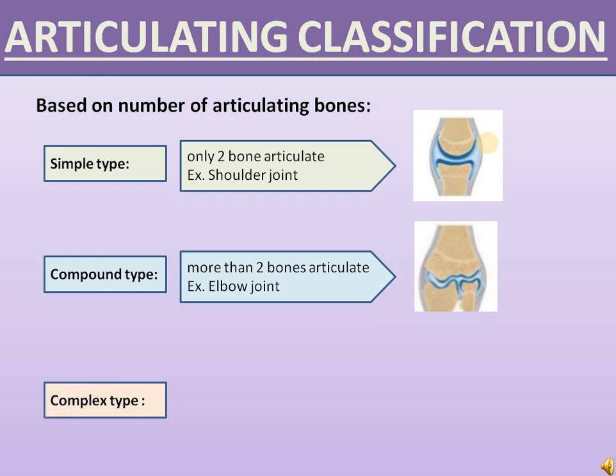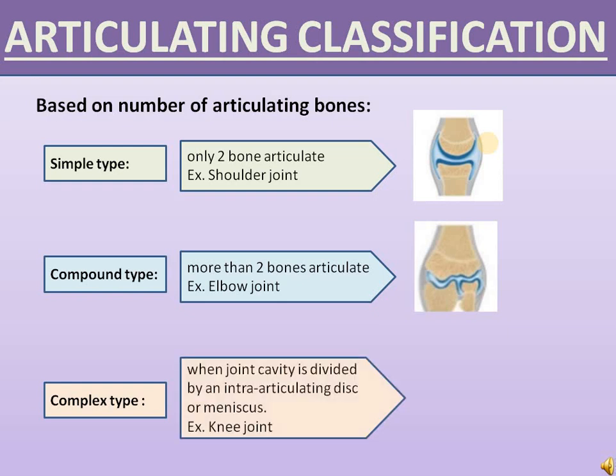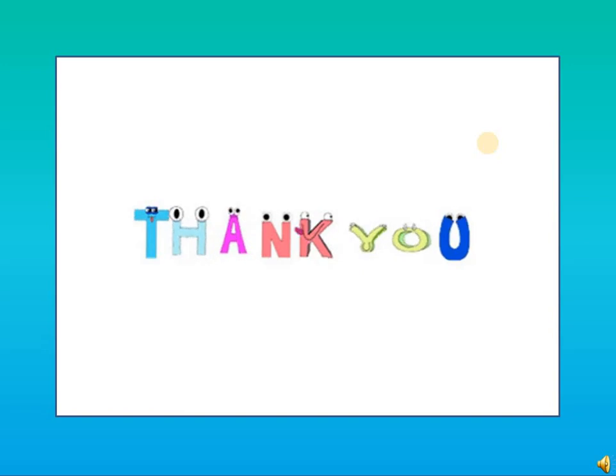Then we have the complex type or the complex joint. It is a joint where the joint cavity is divided by an intra-articular disc or a meniscus. For example, the knee joint. So this was all about the classification of the joints in the human body.